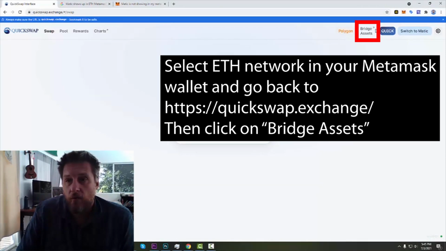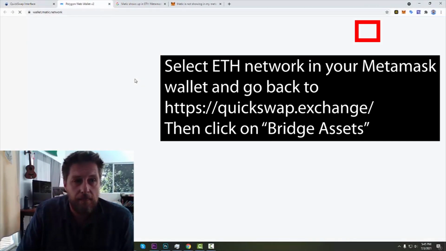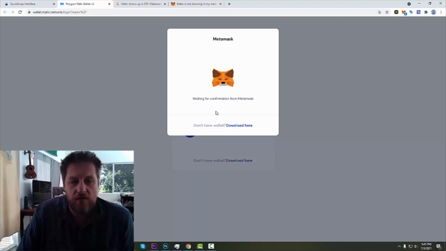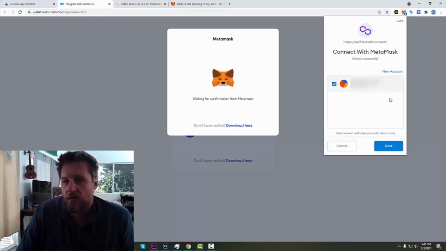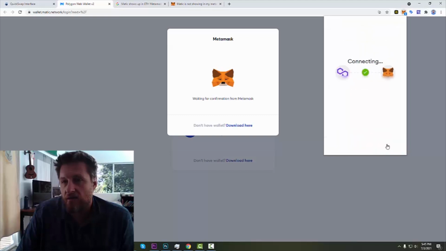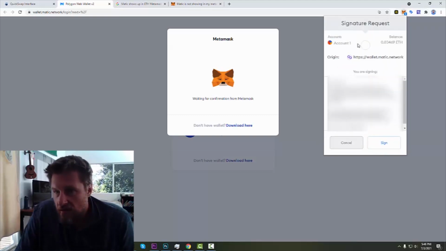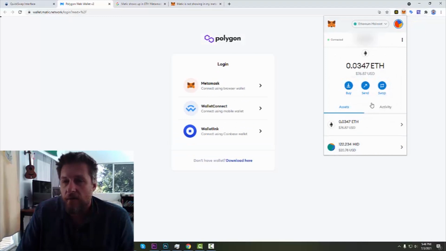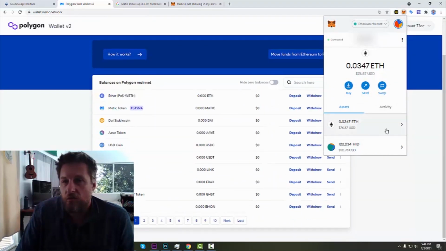So we're going to do a bridge assets. And I'm supposed to connect my MetaMask wallet. And yes, I want to allow it to connect. Request. Interesting. Send for it. Okay. All right. So now they have access to my Ethereum wallet here, how it works.